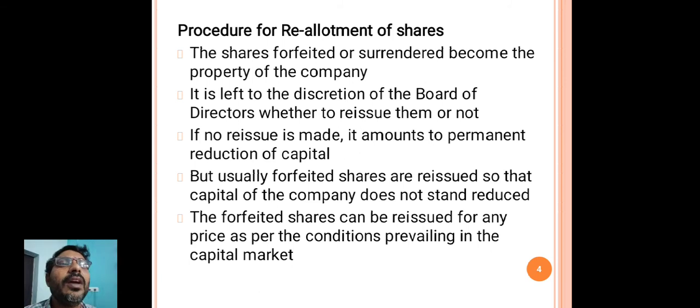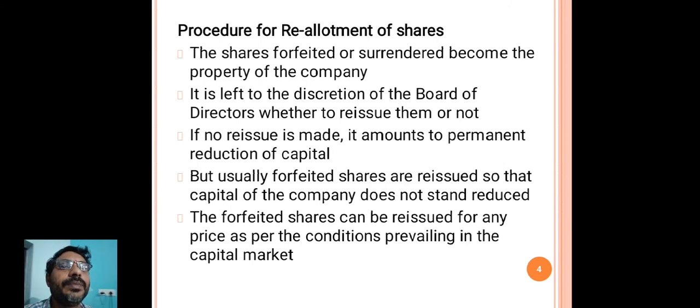Here the reallotment is of the shares which have been forfeited or surrendered. The shares forfeited or surrendered become the property of the company. It is left to the discretion of the board of directors whether to reissue them or not.